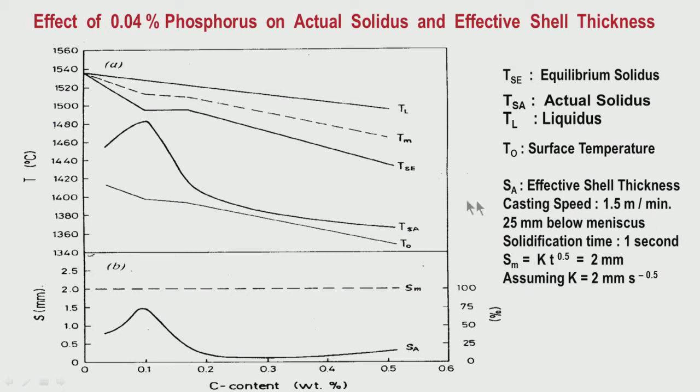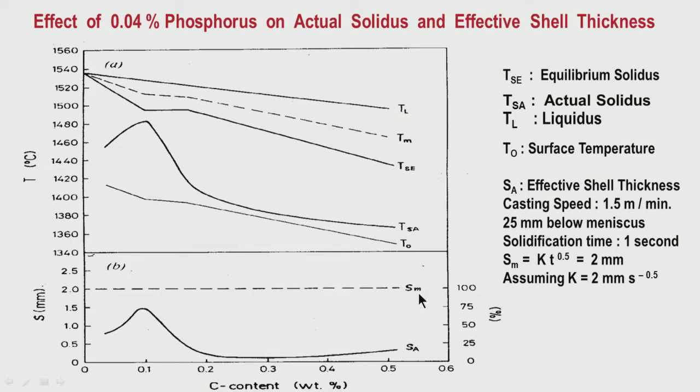I have mentioned here that this is at a depth of 25 millimeter from the meniscus. So, if the casting speed is 1.5 meter per minute, then at this depth, that corresponds to a solidification time of 1 second, and this can be found out from this relationship. What is the shell thickness at a time interval of 1 second? The k value, that means the solidification constant, is 2 millimeter per second to the power 0.5. So, this 2 millimeter is the theoretical shell thickness.